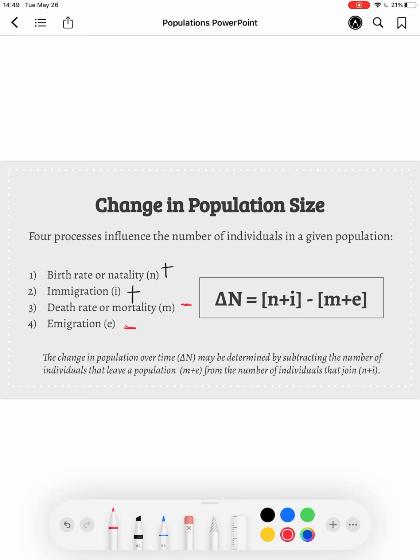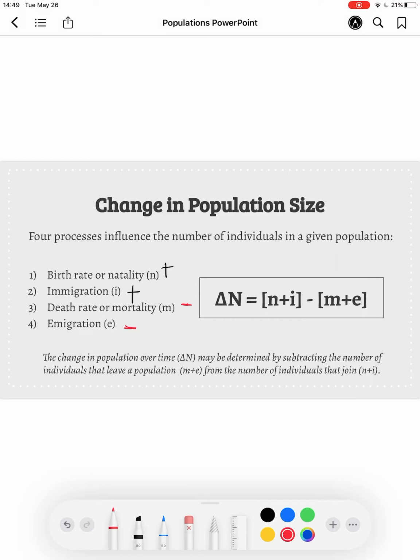And then emigration is people moving away. So it's sort of like the opposite of immigration, where you move away. Like I moved away from Nova Scotia. So I emigrated from Nova Scotia and I immigrated to Alberta.